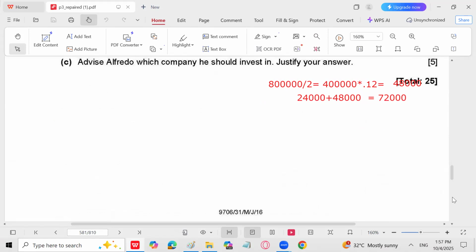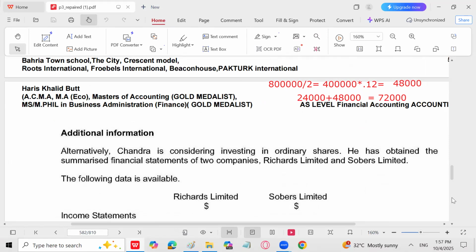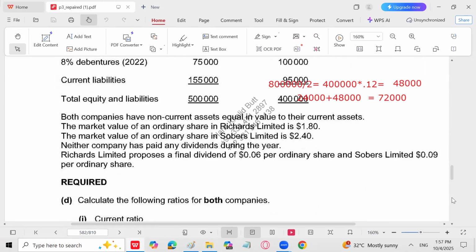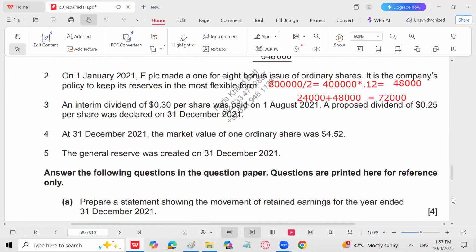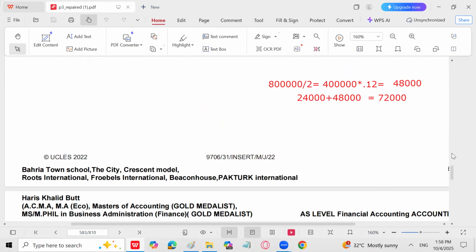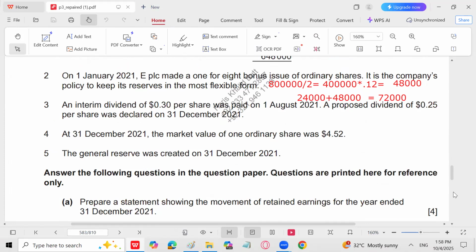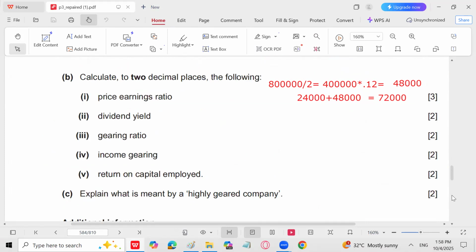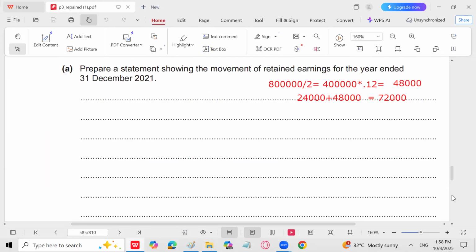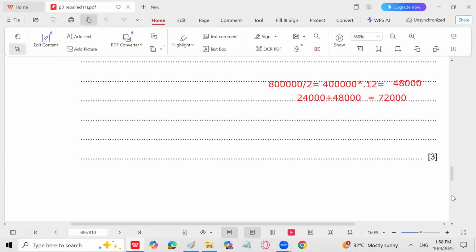Remember this, that in dividend yield ratio, when you calculate dividend per share, you will take both dividend paid and proposed according to the new terminology. So remember this, you will take both dividend paid and proposed in the question. Then you can do this question also, May, June 22, 31. Easy.